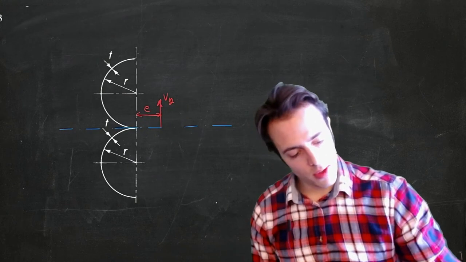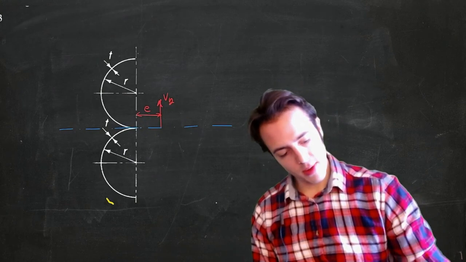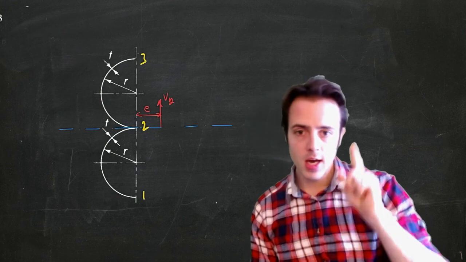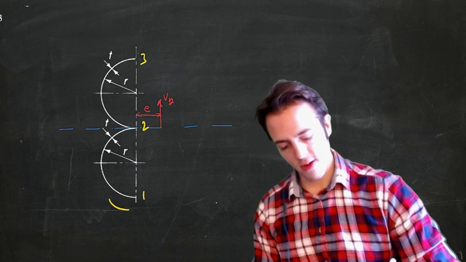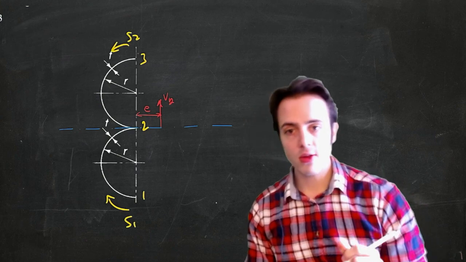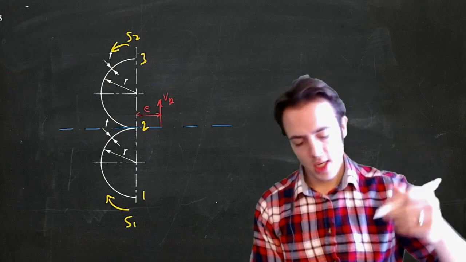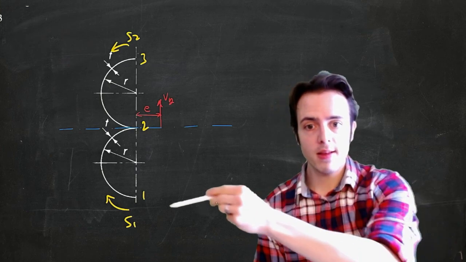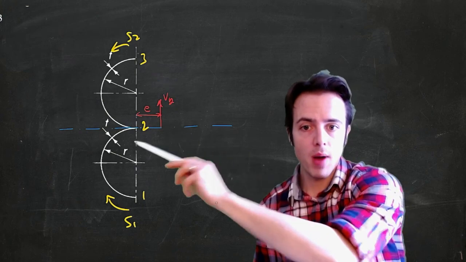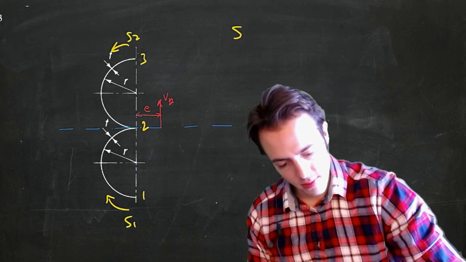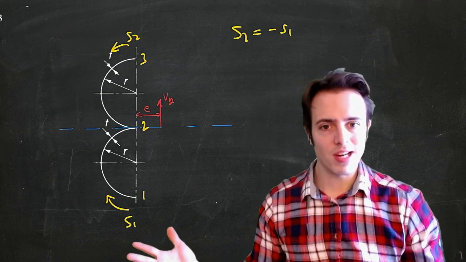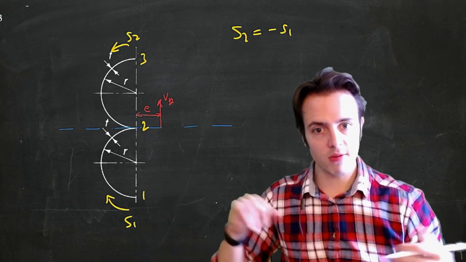So in order to look at this problem, I'm going to call this 1, 2, and 3, and I'm going to define two shear flows. So I've got S1 going this way, and S2 going this way. From the symmetry of the problem, I can see that S2 has got to be equal to minus S1, which is great for us because we don't really need to solve both of them. We can just solve one of them and double it.